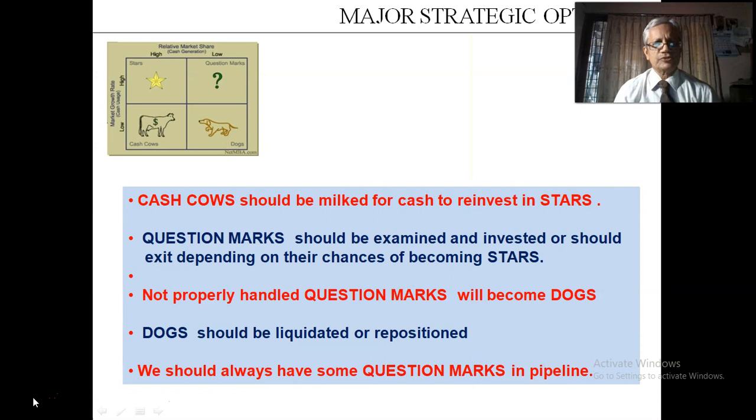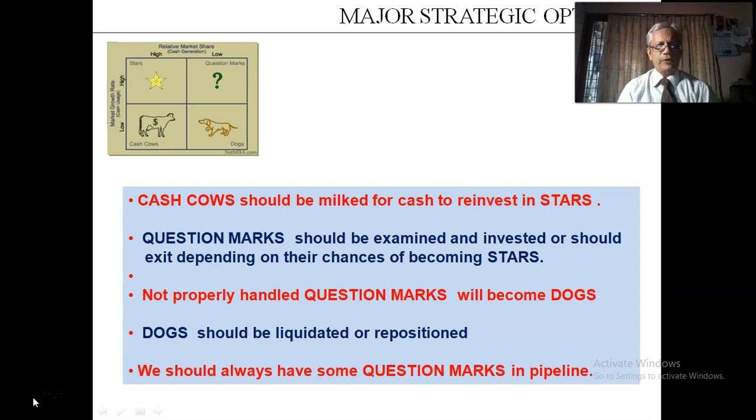So what are the major strategic options we have understood from this BCG growth matrix? Cash cow should be milked for cash to reinvest into the star, because stars require a large amount of money, not only stars but also question marks, and the cash cow is the only cash generator. The question mark business should be thoroughly examined and invested in, or should exit, depending upon the chances of becoming a star. That call the management has to take. Whether they are confident enough to take the question mark into a star, or if not confident, better to drop it or quit the business. Dogs should be liquidated or repositioned depending upon the study, your understanding, your confidence level and all that.